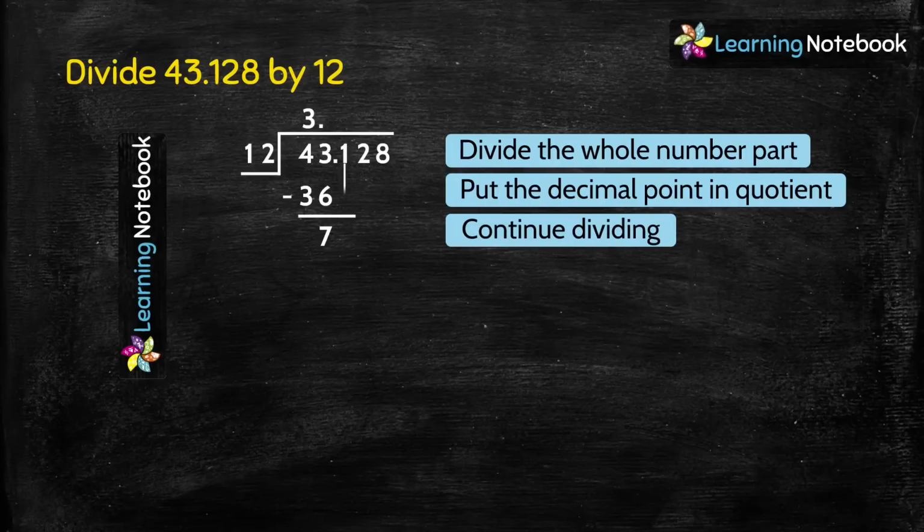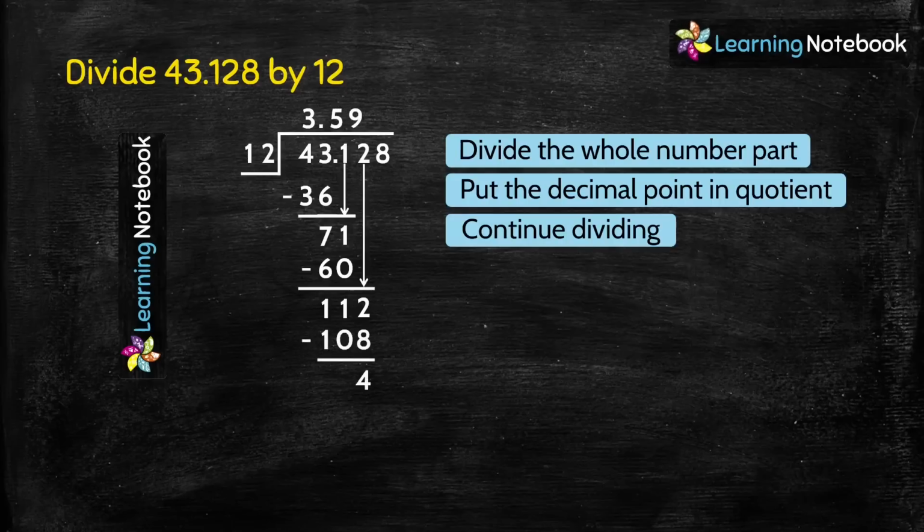So copy the next digit 1. Now we have to divide 71 by 12. 12 into 5 equals 60, and 71 minus 60 equals 11. Copy the next digit 2. So 112 divided by 12. For this, 12 into 9 equals 108, and 112 minus 108 equals 4.